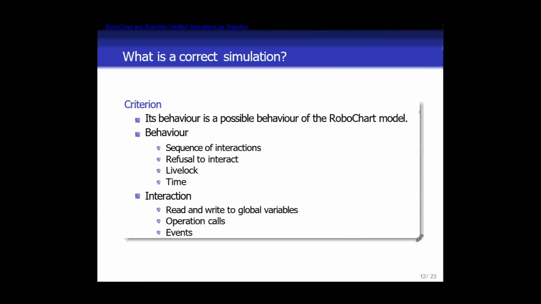So at the abstract level, it's about a sequence of interactions, traces of events, but also refusals to interact. So we might say, during this time period, the robot must not do the following. As well as positive things happening, there are negative things that mustn't happen. So both a sequence of interactions and refusals to interact, and deadlock and livelock and time properties and so on. Down at the RoboSim level, it's about reads and writes to global variables. It's about operation calls.